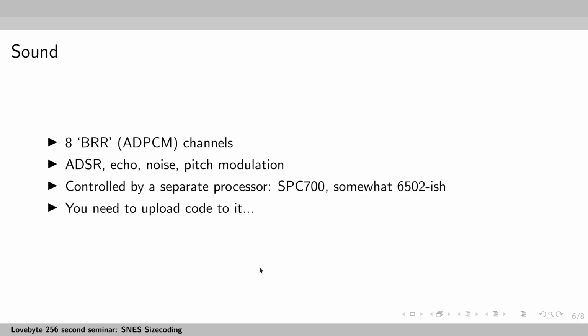For sound, you have 8 ADPCM channels using a coding scheme called bitrate reduction, but it's actually just ADPCM. It has lots of cool features. It's controlled by a separate processor, which means that you have to upload code to it within your size limit. That's going to be a pain.